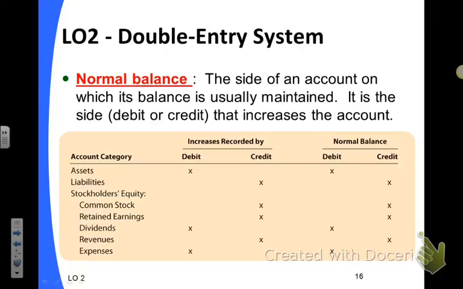And then this again refers to all that normal balance stuff. Remember, the side that an account increases on is its normal balance side. It decreases on the opposite of the normal balance side. Again, this is all familiar to you, correct? Am I saying anything that you guys need more emphasis on, or just keep going? Keep it going.